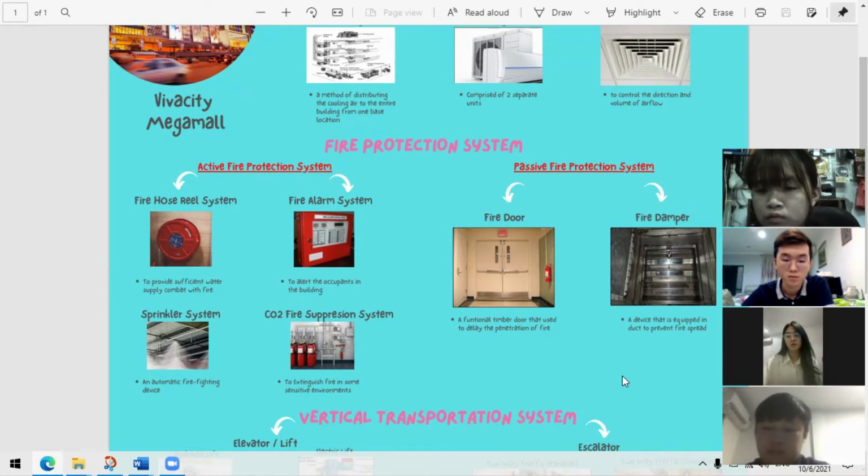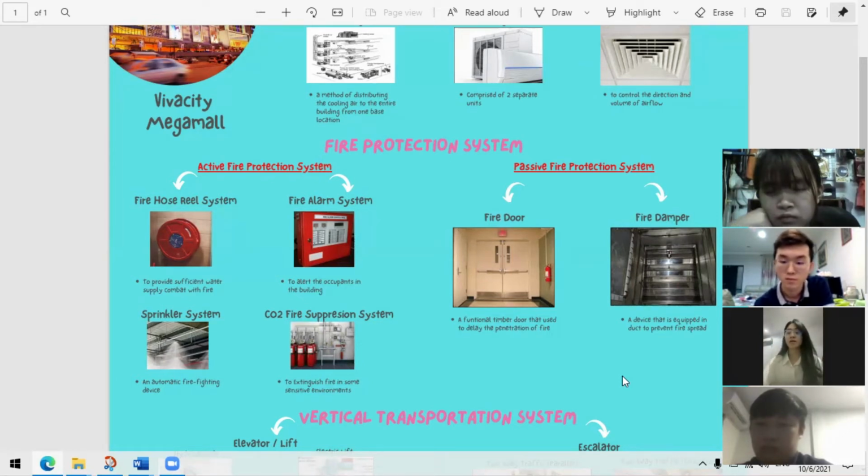Moving towards the second, which is the fire damper, which we cannot really see when we go to the mall because it is installed between the walls or the floor. A fire damper is a device that is equipped in ducts in order to close automatically upon detecting heat to prevent the spread of the fire or even the smoke.